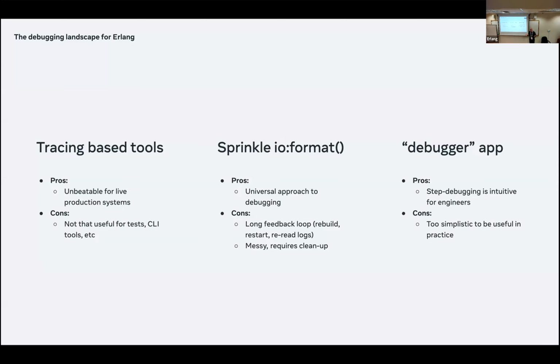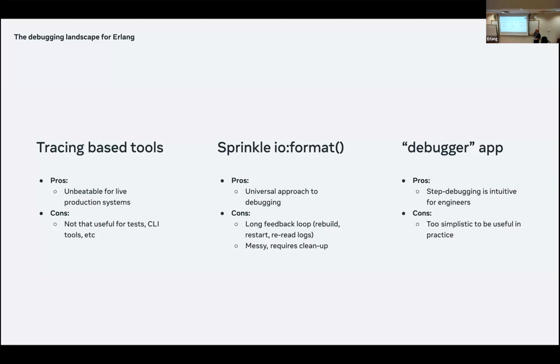You get long feedback loops. You need to change the code, wait for everything to rebuild, run your test again or whatever, and see what happened. And it's a bit messy. You need to clean up things at the end before sending your pull request or whatever.